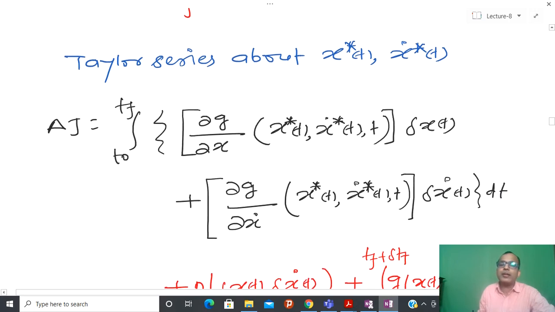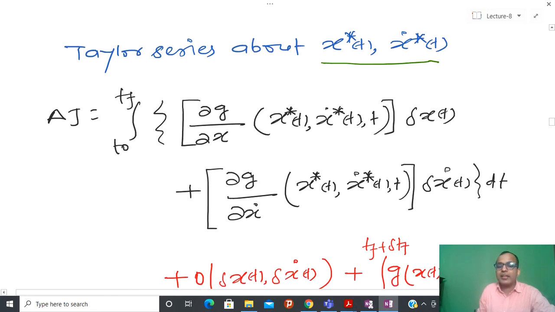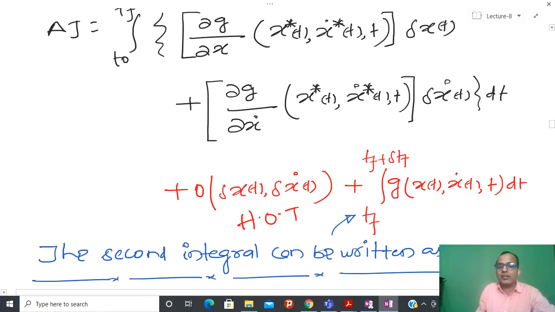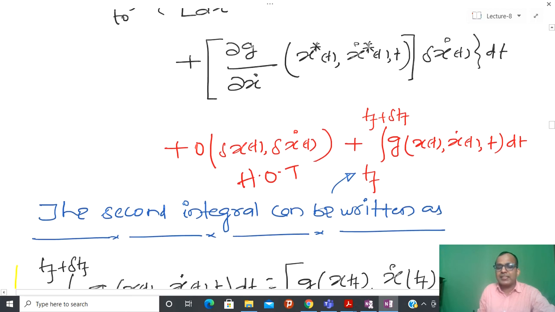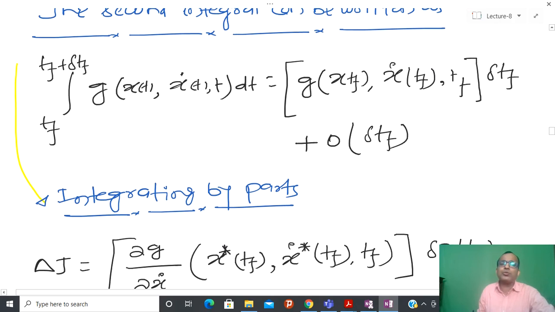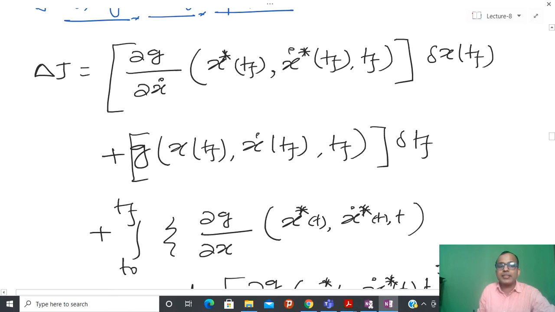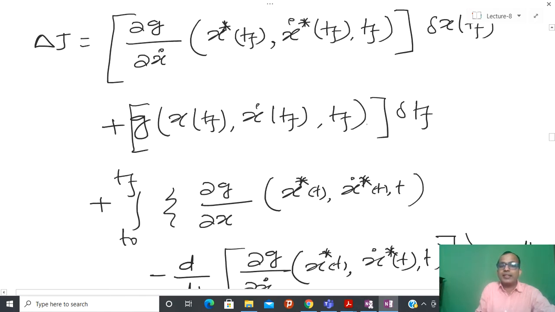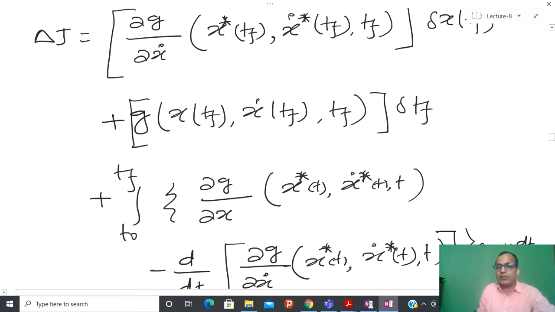This step again remains the same as in the type 3 problem. Again we are going to calculate the Taylor series expansion about x star t and x dot t, and after that we are getting the higher order term, and again the second integral we are writing like this, same as before. These steps remain the same, so I am not going to take much time, and again I can write it like this, and after that we get this kind of increment delta J, that is defined in this particular way.